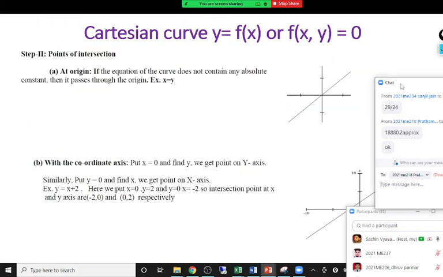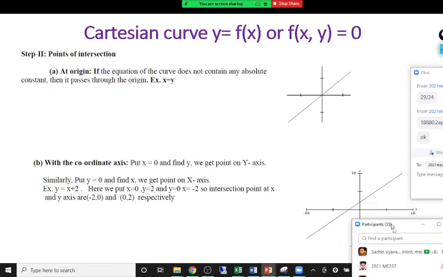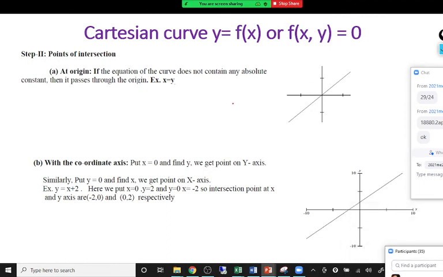Then we have a straight line. You can see the straight line here. The first one is x equal to y. This is x equal to y.